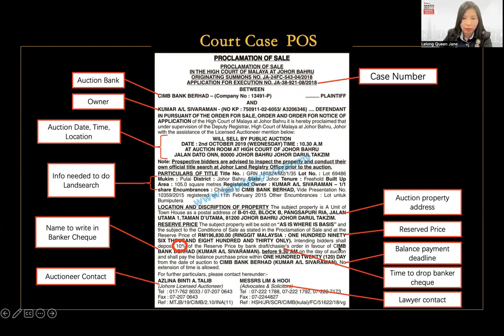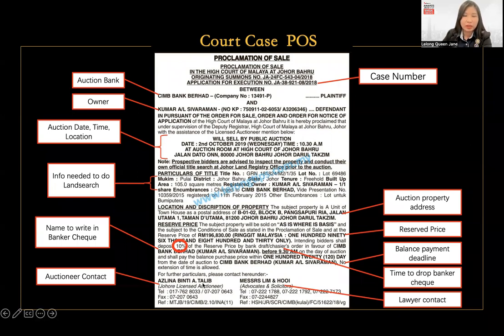If this is already stated, we need to bracket the Siwaraman name. If you didn't do the bracket, it's very dangerous. If you only write CIMB Bank Berhad, maybe this check will be rejected, and the consequence is you cannot participate in the bidding.